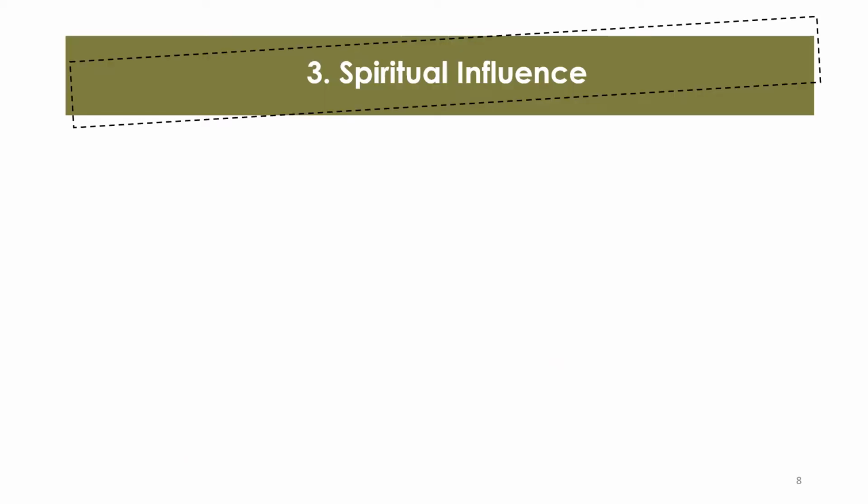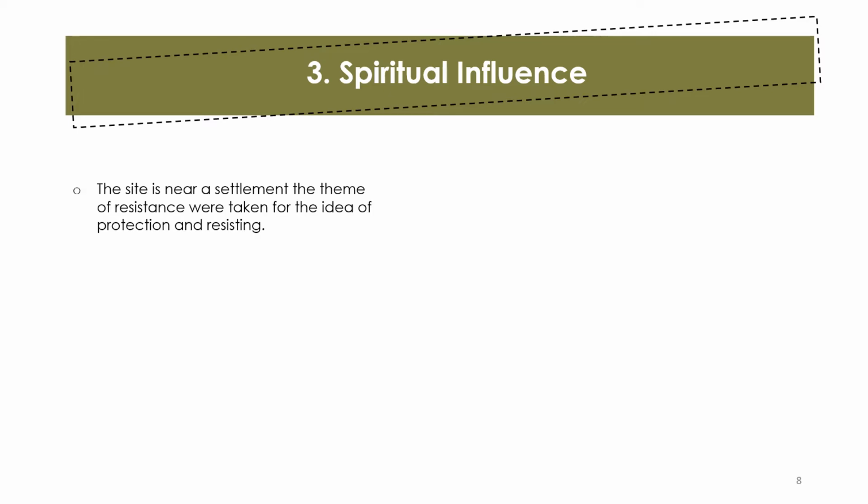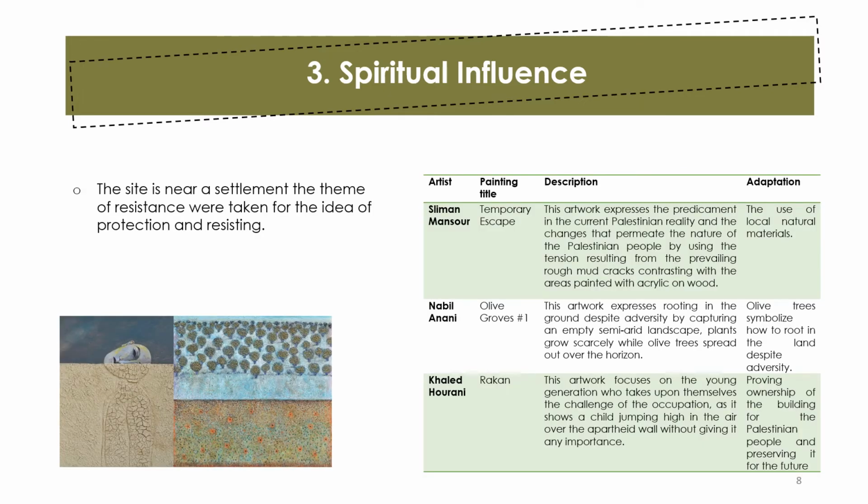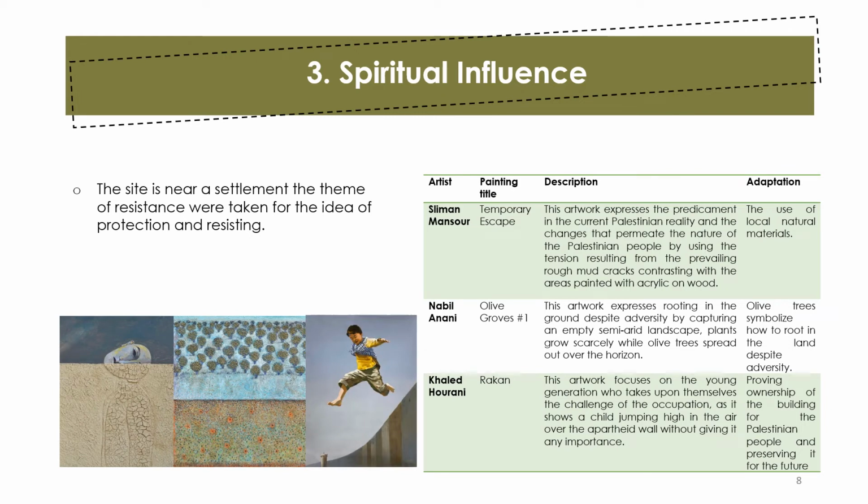The third influence is the spiritual influence, and here art was used to enhance the architectural concept to give it a spiritual aspect that will provide a deep meaning that would touch the human soul. Because the site is near a settlement, the themes of resistance and protection were taken.